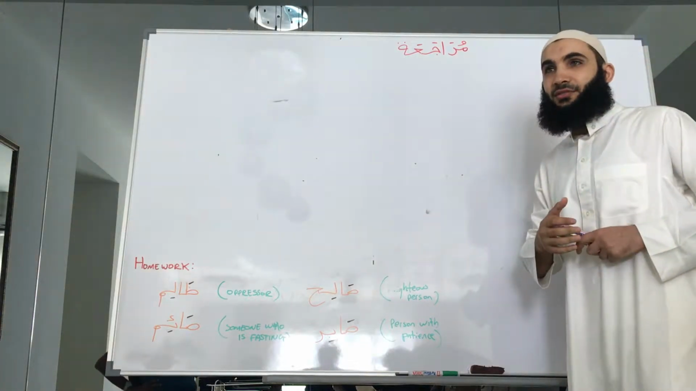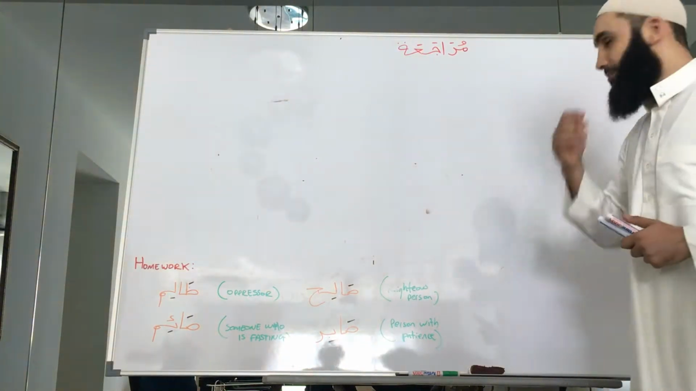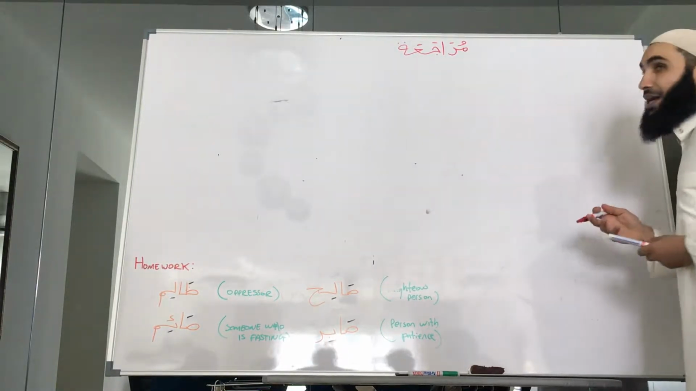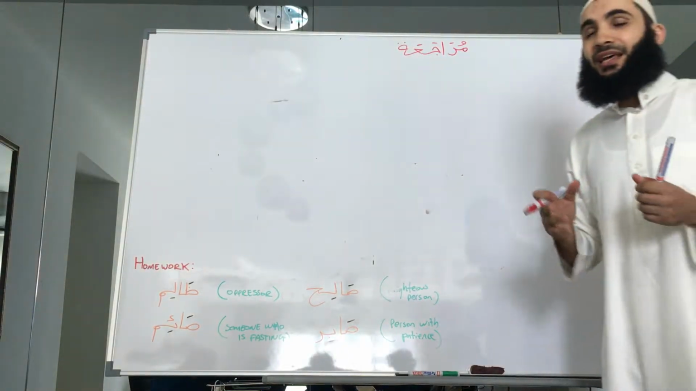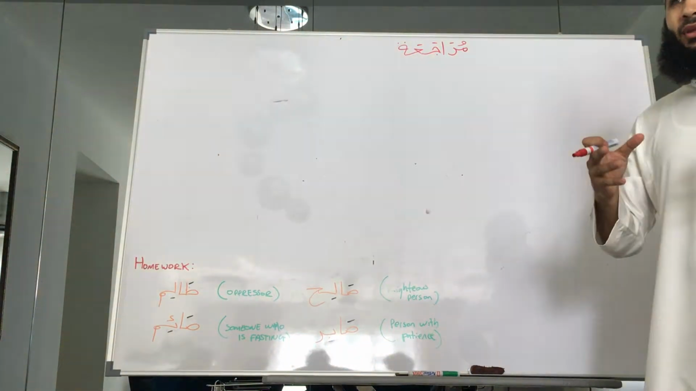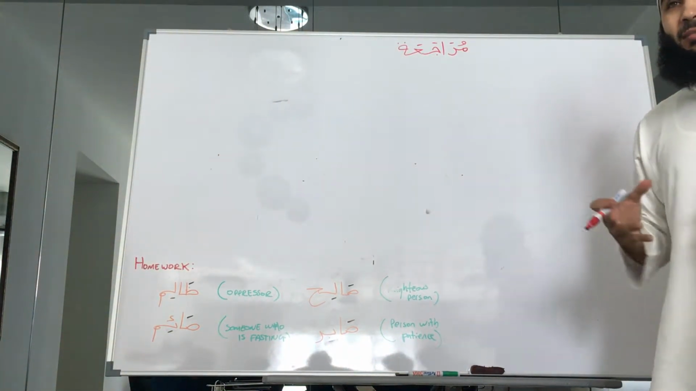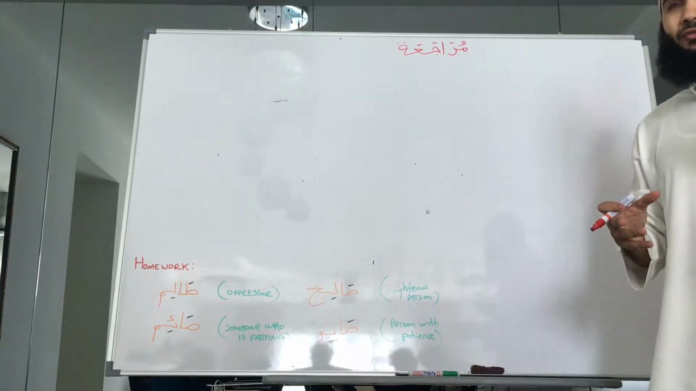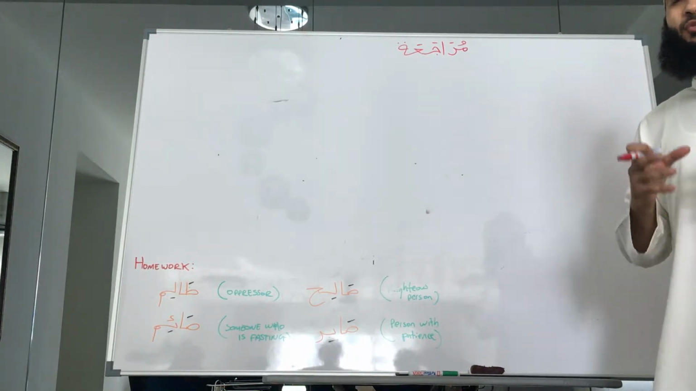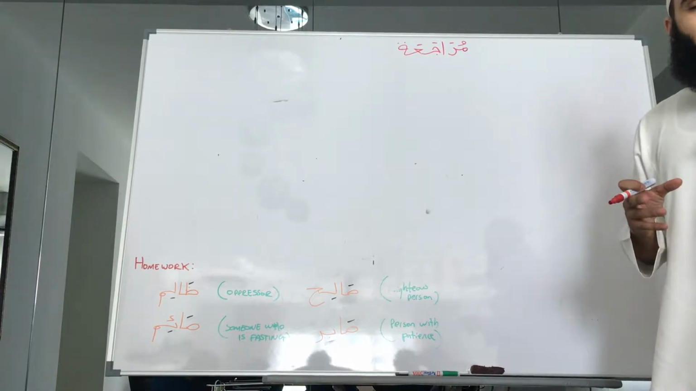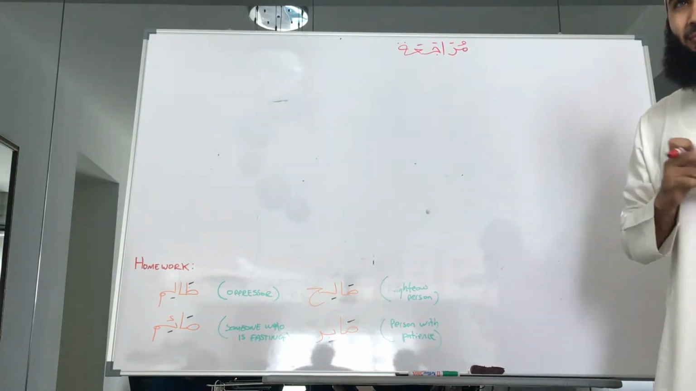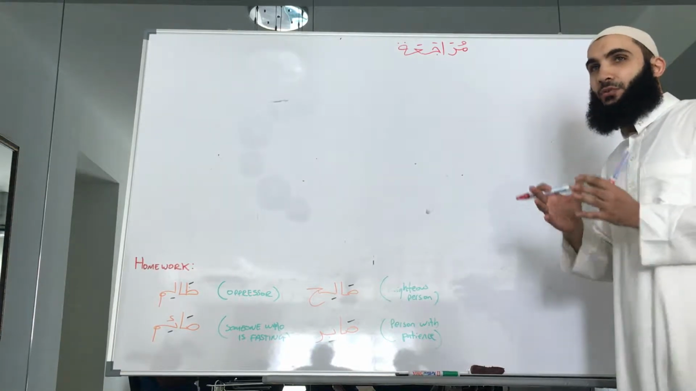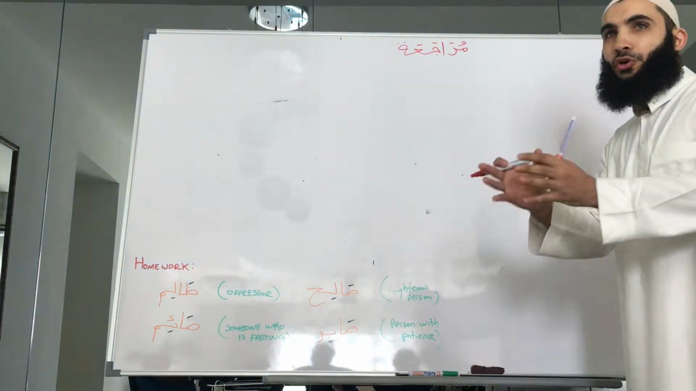Muraja'a means revision. Okay. Last time we said that the word, the kalima in the Arabic language, is made up of three things, or every word is one of three things: ism, fi'l, and harf. And then we said we're going to take the ism and work on the ism.